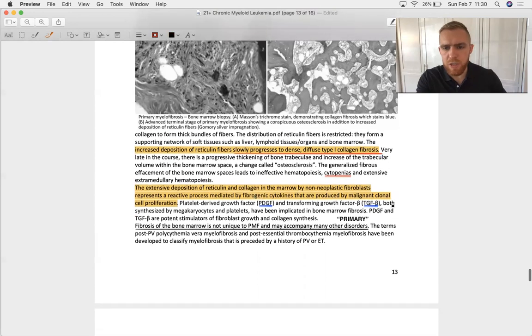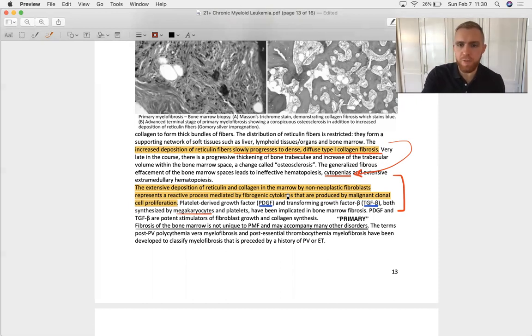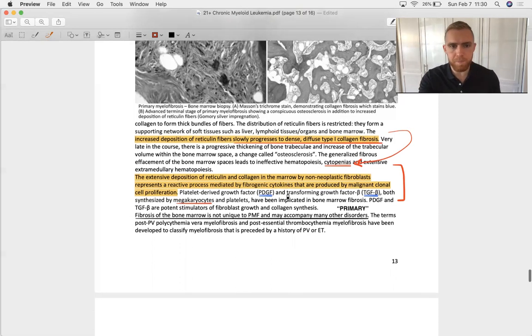So here it is in the SDL saying that the fibrosis is due to PDGF and TGF-beta synthesized by megakaryocytes, and that this fibrosis over time leads to cytopenias as the bone marrow is eradicated. So this is the one myeloproliferative disorder presenting with big bad cytopenias.